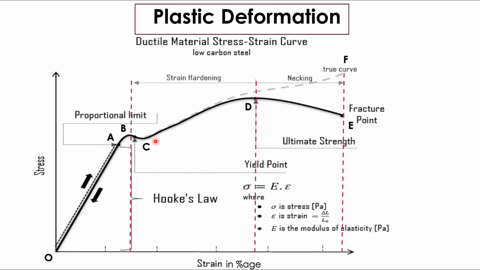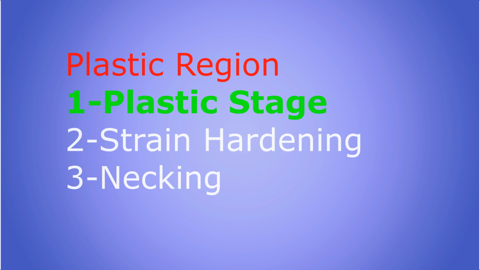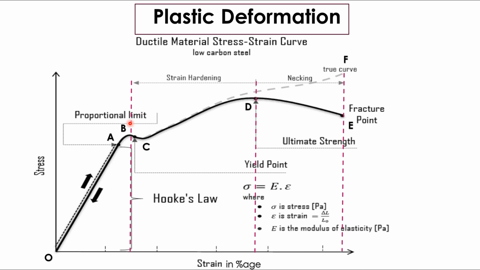Plastic deformation from point B till point E is called the plastic region. This plastic region consists of three subregions. One is called the plastic stage, second is called the strain hardening, and third one is called the necking. Let's discuss one by one. Plastic stage: in the plastic stage, the strain increases at a faster rate than stress. This region consists of upper yield point B and lower yield point C.